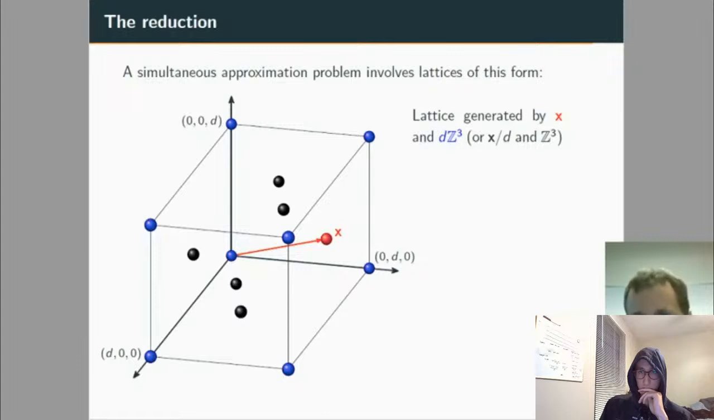Okay, so this is generated by x and dZ cubed, or as we said, if you scale everything down by d, divide everything by d, you have a simultaneous approximation problem. But this is a very special case. Most lattices that have determinant divisible by d wouldn't have rank 1 mod d. Most of them would have some other vector.